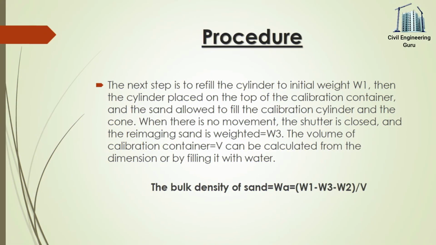The next step is to refill the cylinder to the initial weight W1. Then the cylinder is placed on top of the calibration container and the sand is allowed to fill the calibration cylinder and the cone. When there is no movement, the shutter is closed and the remaining sand is weighed as W3. The volume of the calibration container V can be calculated from the dimensions or by filling it with water.